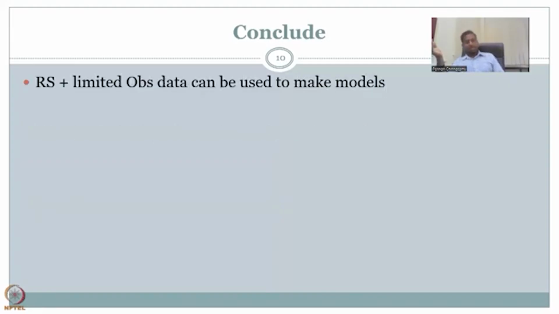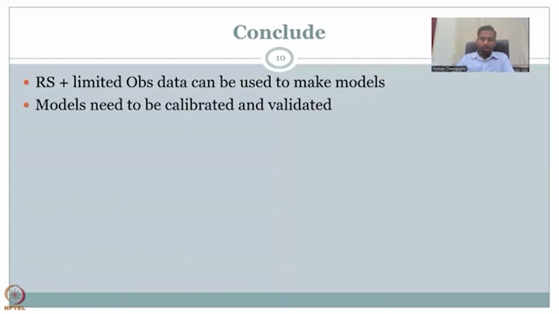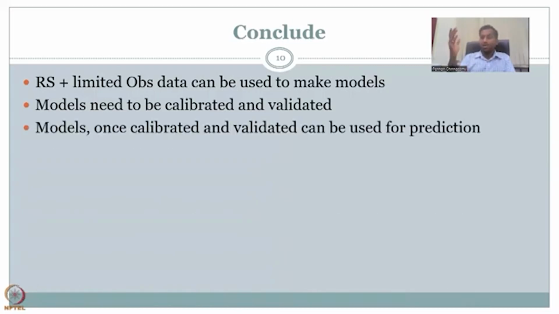So RS is going to help with limited observation data. Plus, I use the plus sign, not just RS or not just observation data. We should be using them together to make models, and the models need to be calibrated and validated periodically, not simply used. So if I calibrate the model now and I'm using it for 2 years, I should still think about recalibrating the model, because some new water quality parameter would have come up, some bands would have been added on the satellite, etc. Models, once calibrated and validated, can be used for prediction.